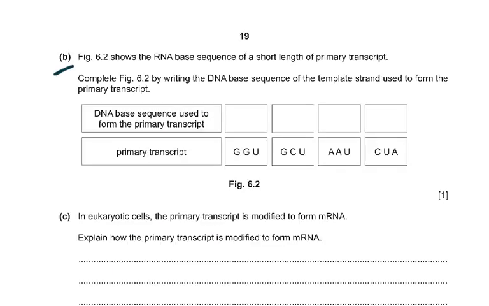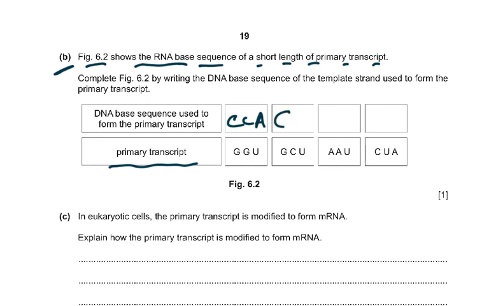Then coming to the B part of the question, figure 6.2 shows the RNA base sequence of a short length of primary transcript. Give the DNA base sequence used to form the primary transcript. So this, as you know, has got U in it. So this is the pre-mRNA. And this is the base sequence used. So what would be of it? So this would be CCA.